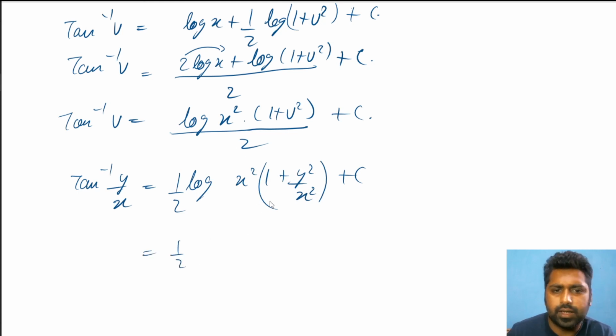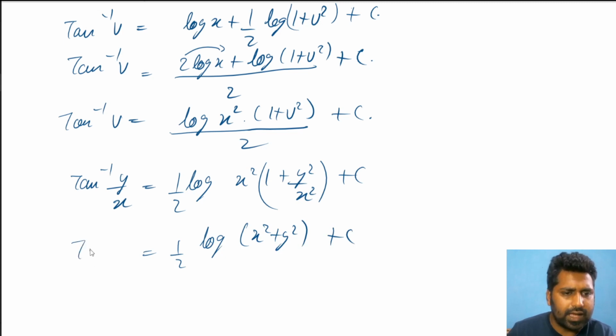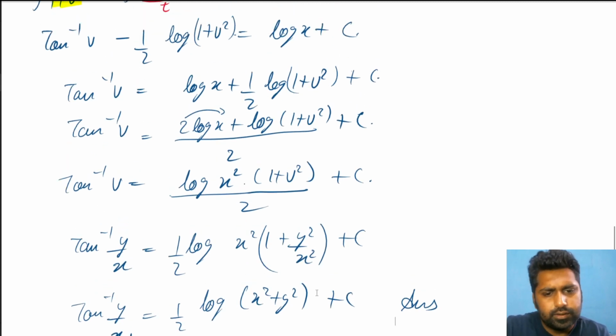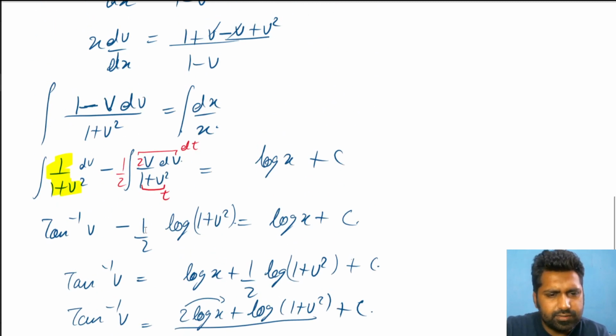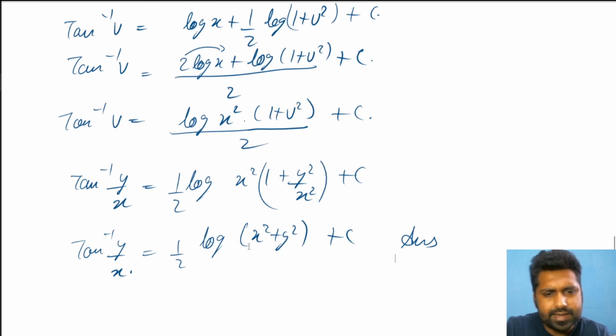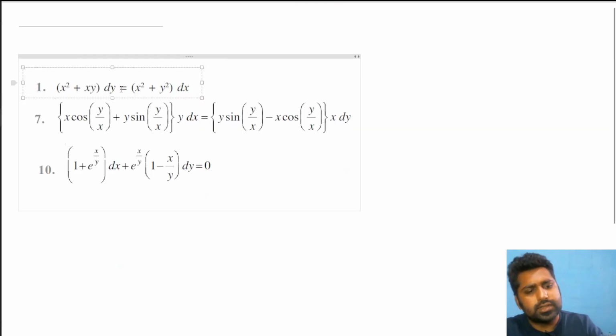So 1 by 2, I can solve this slightly. Log, if I take the LCM, it becomes x square plus y square plus c, tan inverse y by x. That's pretty good as an answer. So see for yourself from this to this. This is slightly better, but yes, you have to get the logs together and you should be comfortable how to add them using the properties. All right, next question.